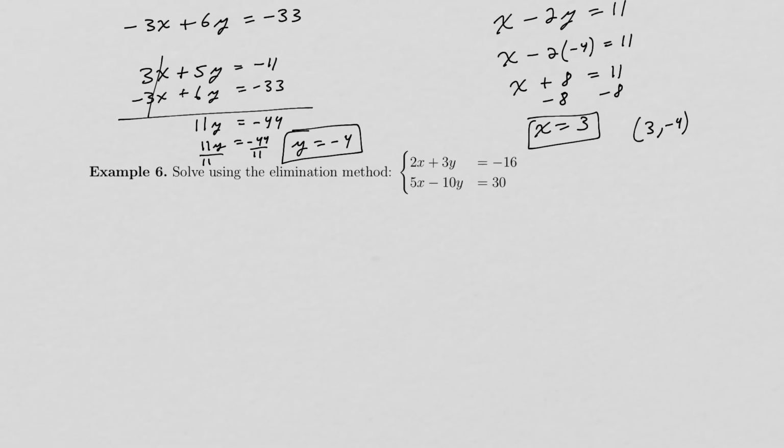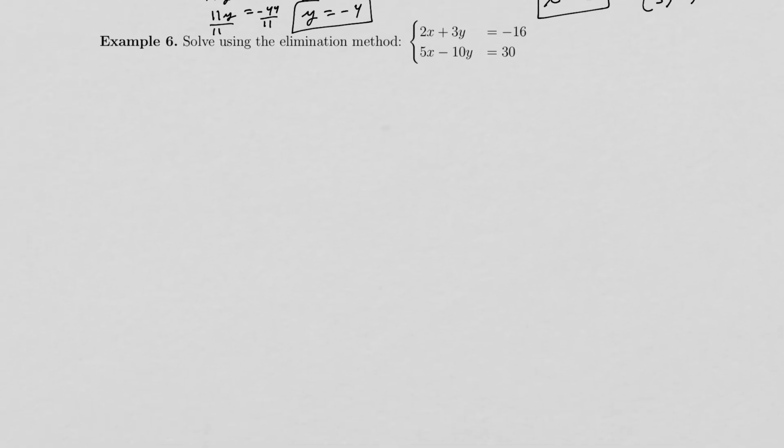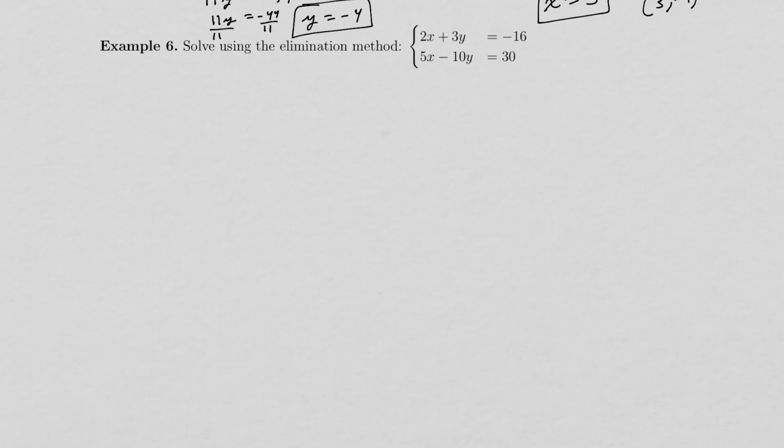Another example. So I'm going to solve this using elimination. Now, in this case, it doesn't look like one is easier than the other to solve because I have different coefficients on both of these, on the x's and y's. First of all, step one is done, right? The x's are lined up, the y's are lined up, the constants are lined up. Make sure you do that if they're not already lined up.